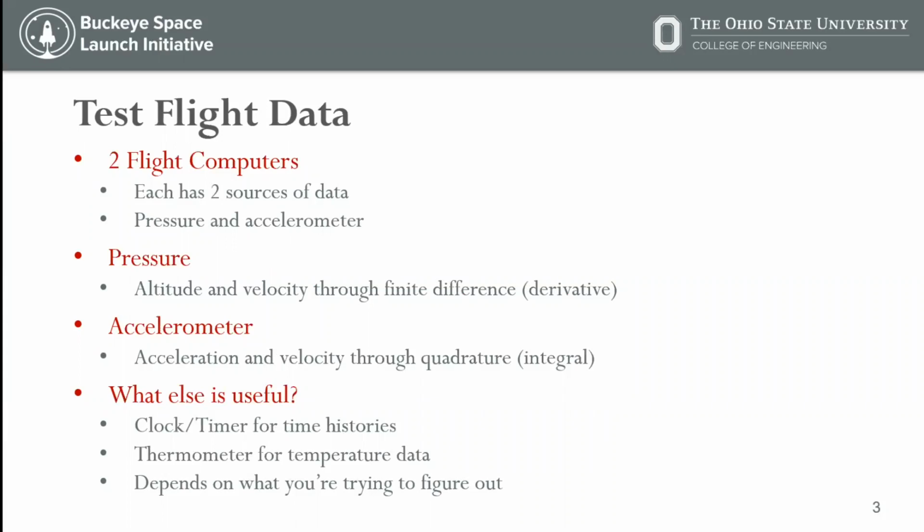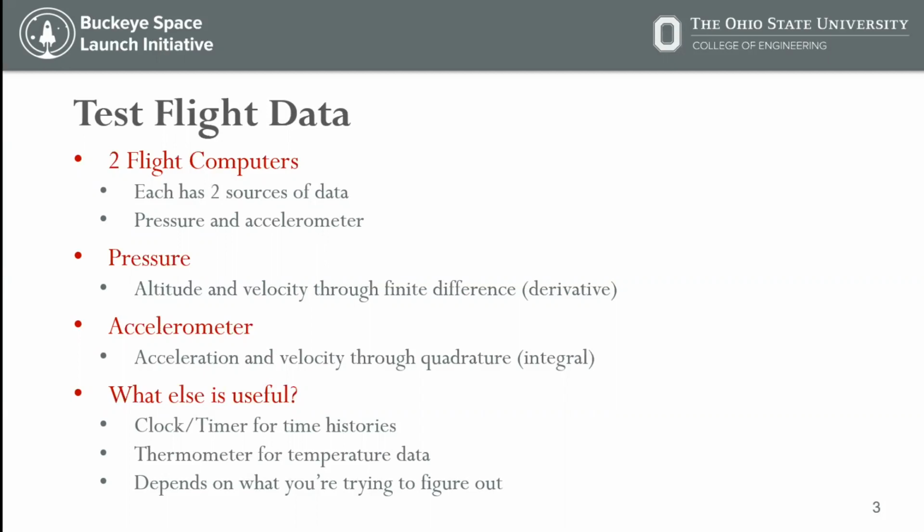An accelerometer takes acceleration data, and we can use quadrature, which is a numerical integration method, to find velocity from that data set. What else is useful to take data? Probably want to take timer data or clock data for time history of these parameters. So we need a change in time to take either an integral or a derivative. We would also like to know at what point do we reach our apogee and how long our flight is and things like that.